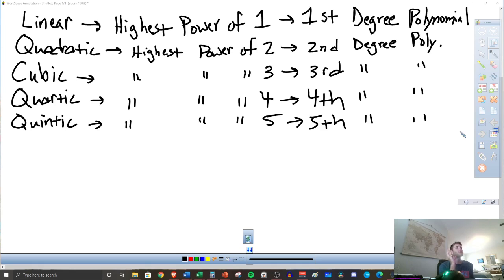So we don't have a special name for a power of 6 function. We would call it a 6th degree polynomial. And that's how you're going to describe this function, the types of functions. So let's make that note.